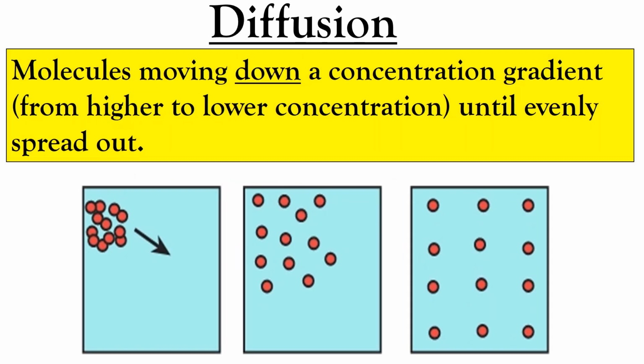Number 2, your definition of diffusion is when molecules move down a concentration gradient from higher to lower concentration until evenly spread out. You may have also mentioned that this is a type of passive transport.